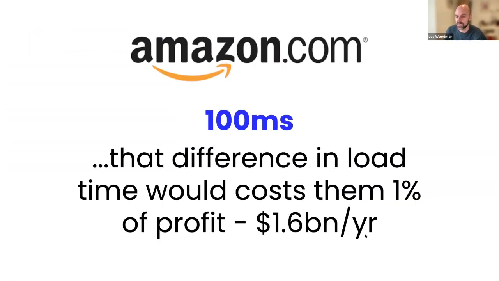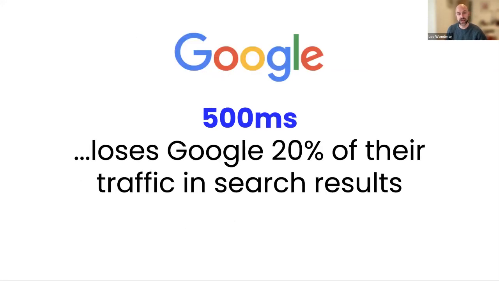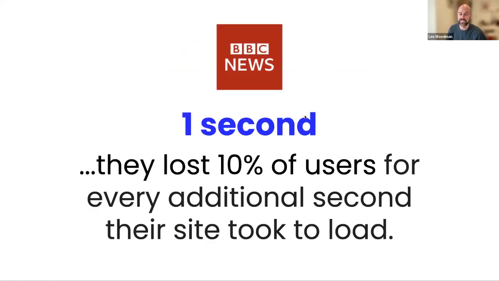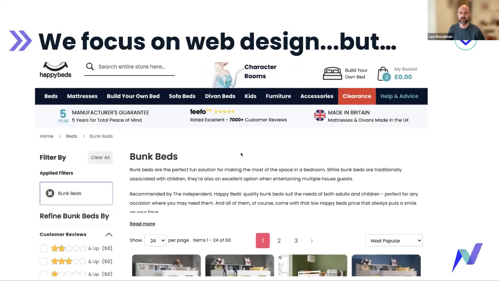And for Amazon, that's costing them 1% of profit. If they slow down their infrastructure by 100 milliseconds, that's 1% of profit. Google loses 20% of their traffic in search if they drop it by half a second. And the BBC lose 10% of users for every additional second their site takes to load. It's insane. Most websites I deal with are seconds too slow, never mind 1 second or milliseconds. So speed is pretty critical.